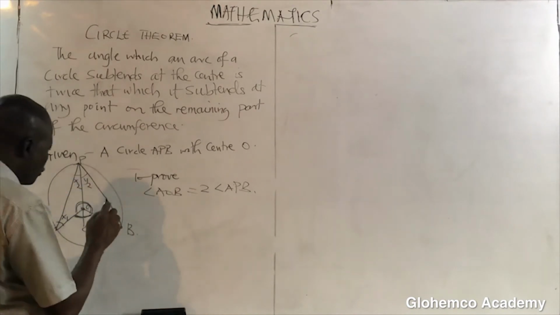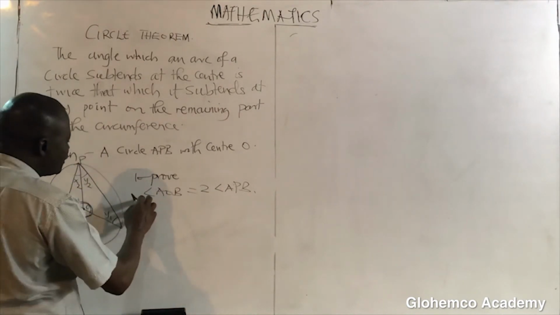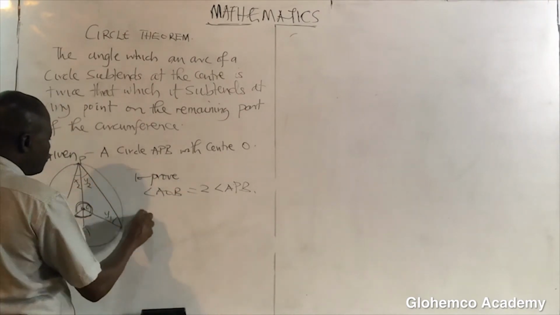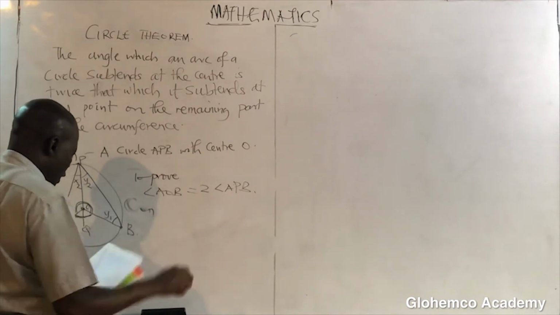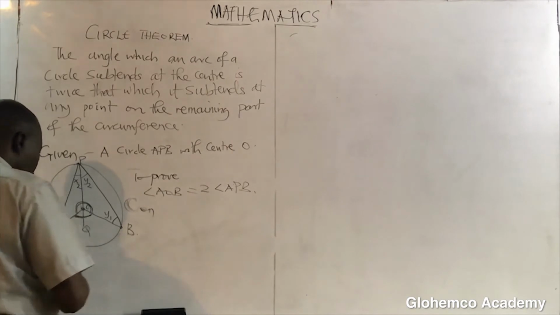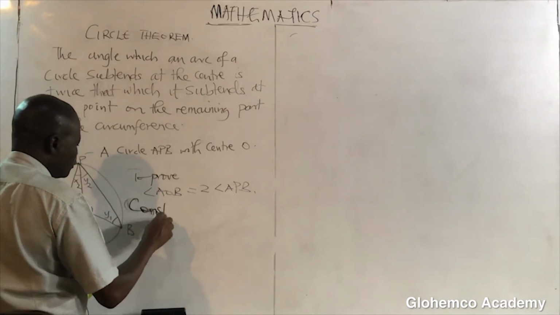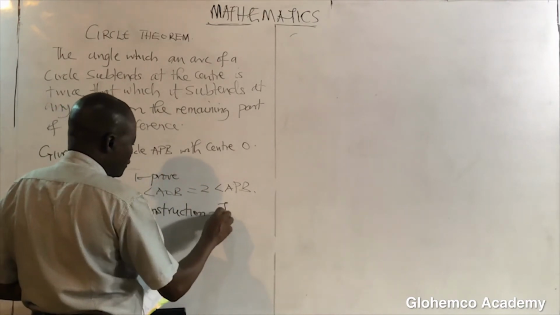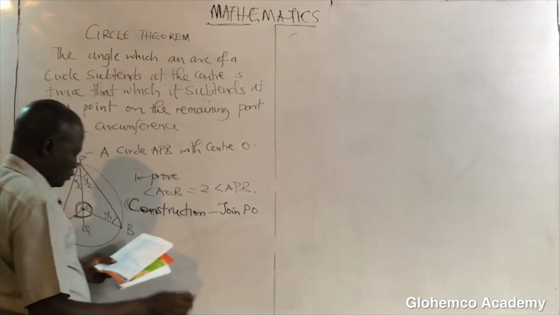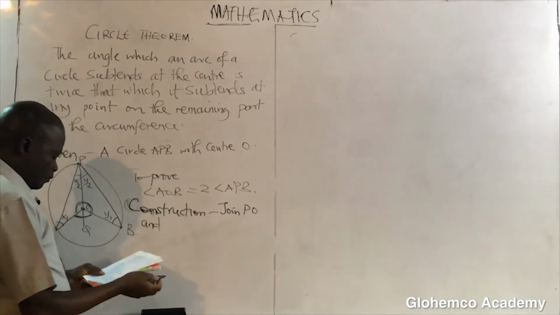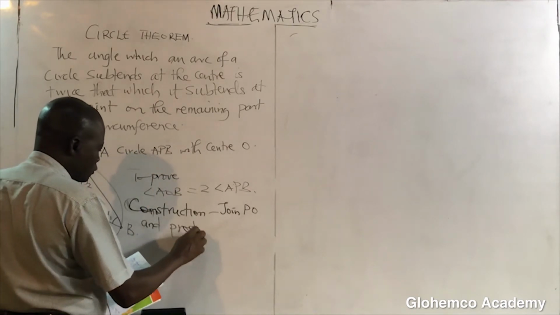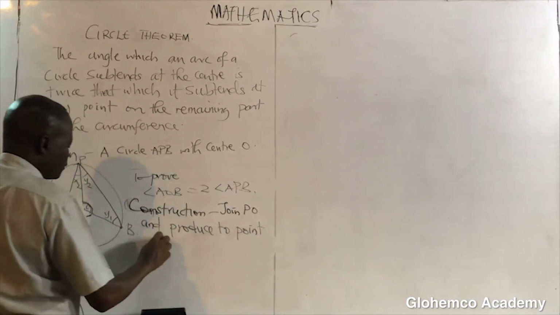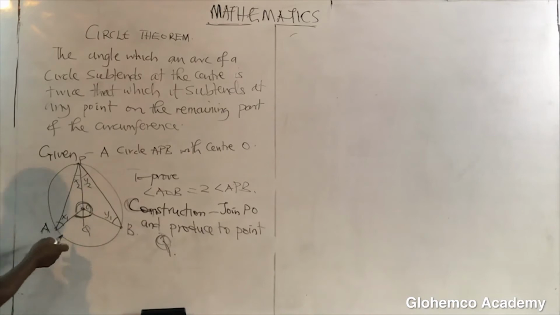Now, apart from that, what are we showing? When you are to prove, you say we want to prove that AOB equals 2 multiplied by APB. Our construction is: join PO and produce it to point Q. That's our construction. We are to join.